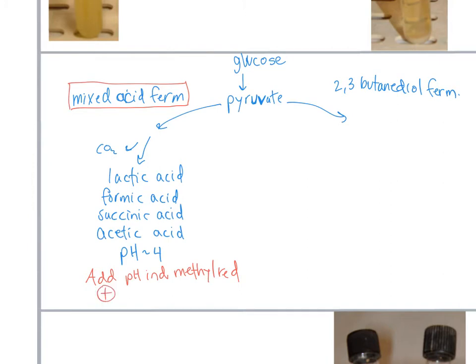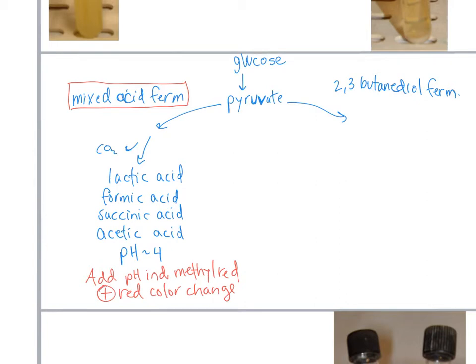For a positive result, we get a red color change. For a negative result, that red pH indicator will really quickly turn yellow. All right, I don't have a number as to what the pH needs to be, but this will be red if it's positive, and again, if it's a little bit more basic than that, it will turn yellow.